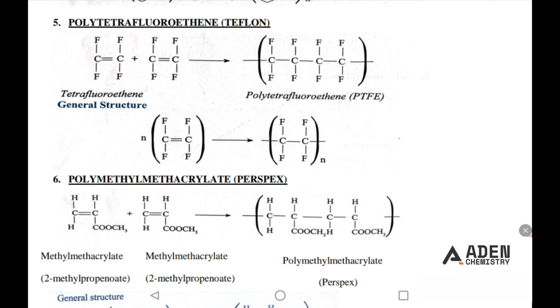Then let's proceed to the general structure for this polytetrafluoroethene. We are going to have, first of all, one monomer. The structure of one monomer, we are going to put bracket. We put N to represent the number of monomers. Through addition polymerization, the double bond breaks up. We are going to have single bond. Then these 2 bonds that are remaining, we are going to close with the polymer. We are going to put N there for the number of monomers.